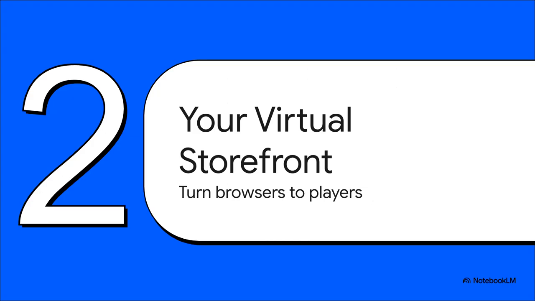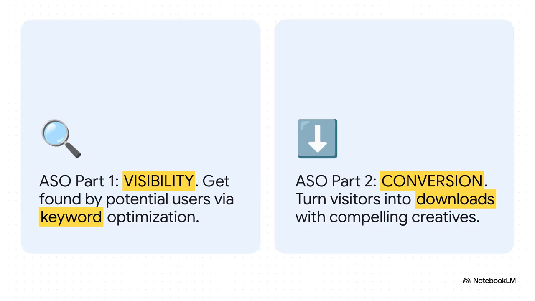Okay, so we know players are finding you through search. The next question is, what do they see? That's your App Store page. You have to think of it as your digital storefront. It's the exact spot where a curious browser decides in like 3 seconds whether to download your game or just keep on scrolling. The whole process of managing that storefront has a name, App Store Optimization, or ASO.